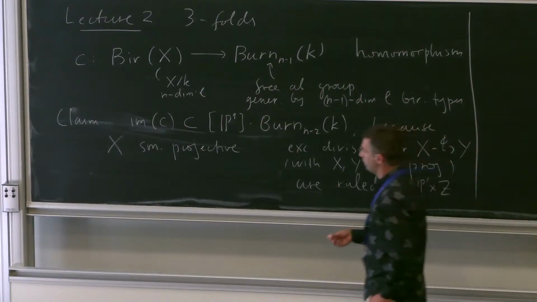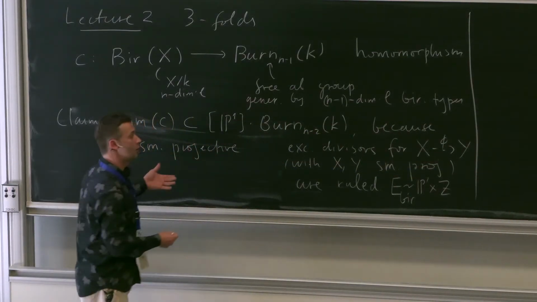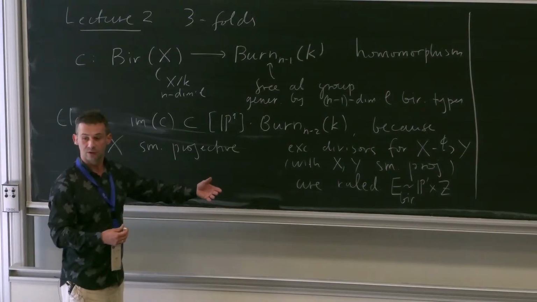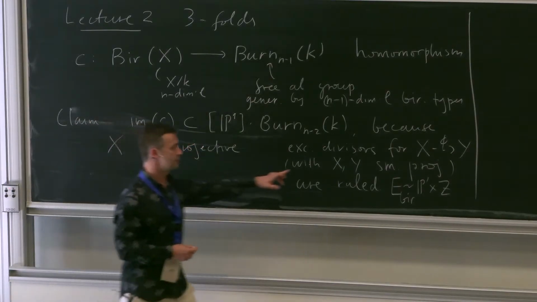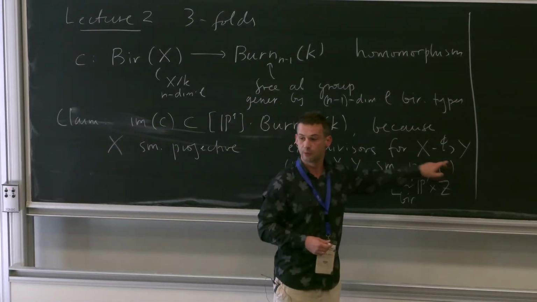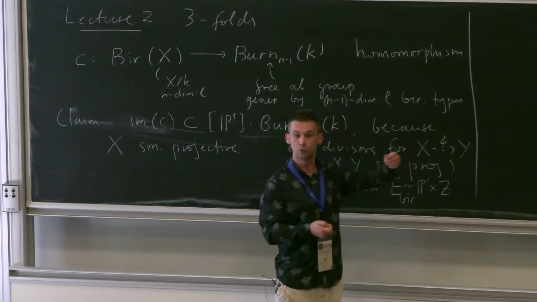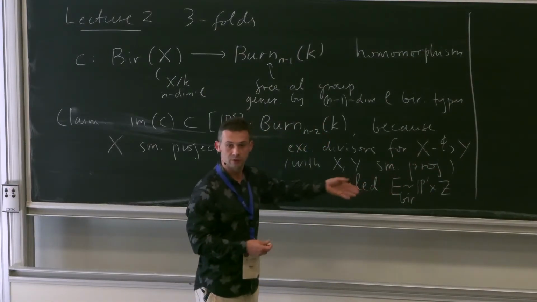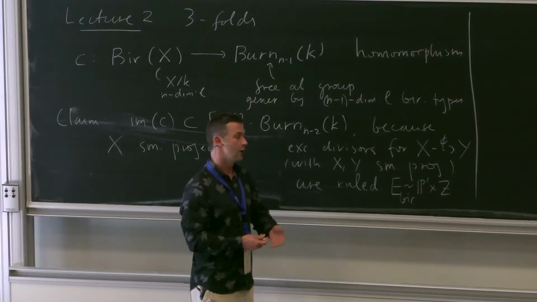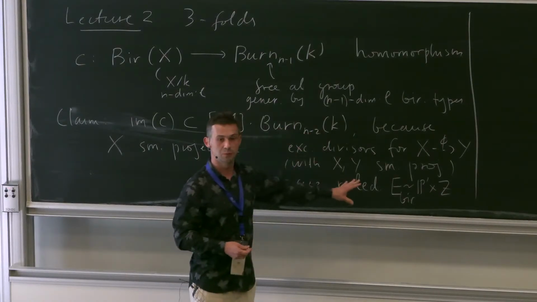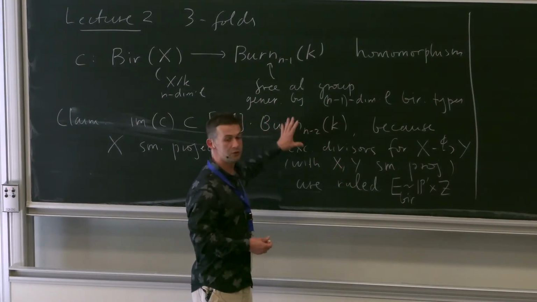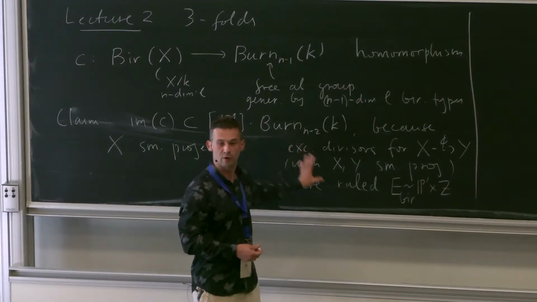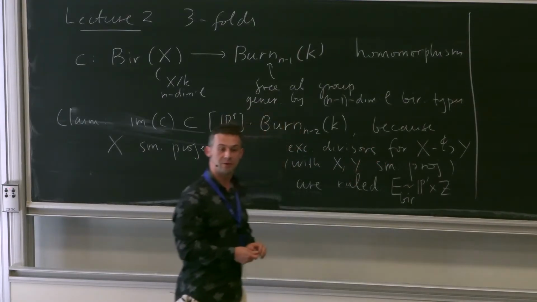And for example, in characteristic 0, this follows from the weak factorization theorem that all such maps will be generated by smooth blowups and blowdowns. And as soon as you make a smooth blowup, that's clear that you literally do a P1 bundle. But Kollár has a proof in his book without assuming characteristic 0. There's a clever way of proving this, even in arbitrary characteristic.